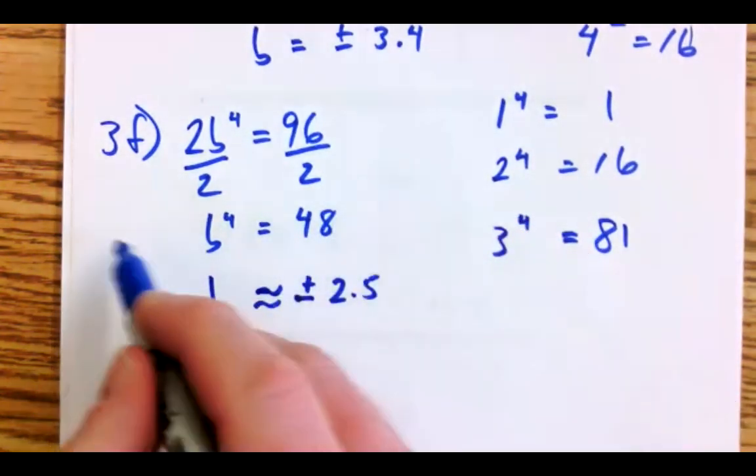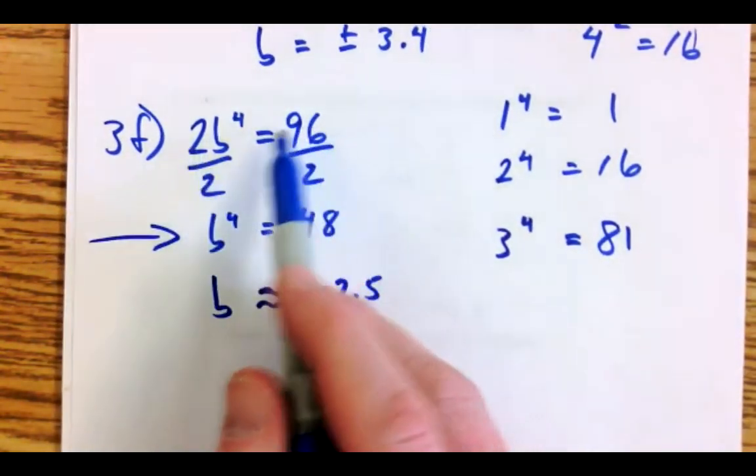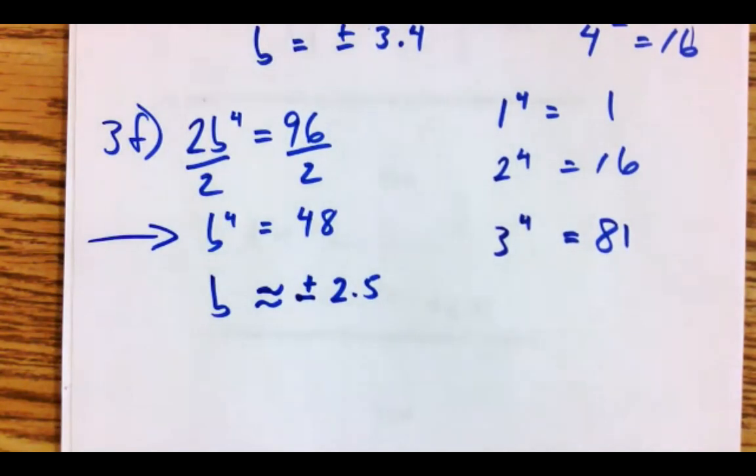Like how to get to this step right here? Yeah, divide both sides by 2. I was trying to get that B by itself. Yeah.